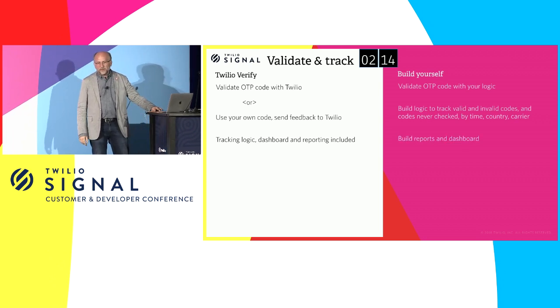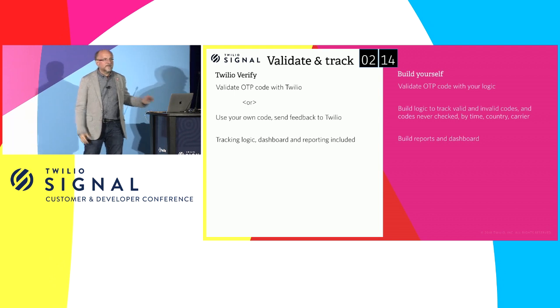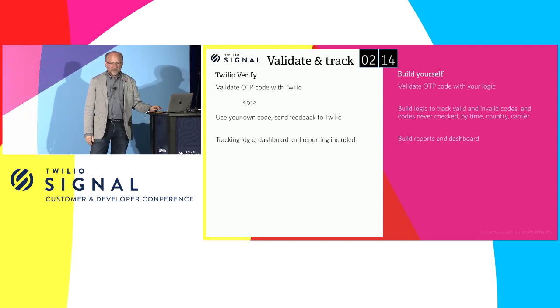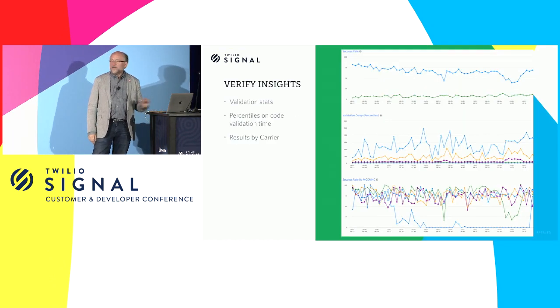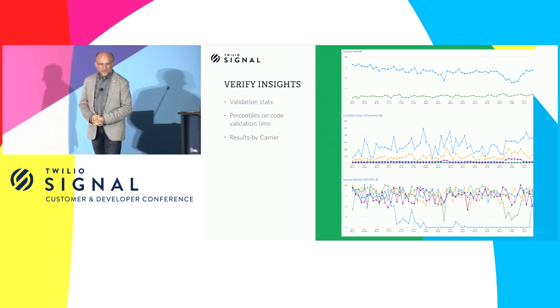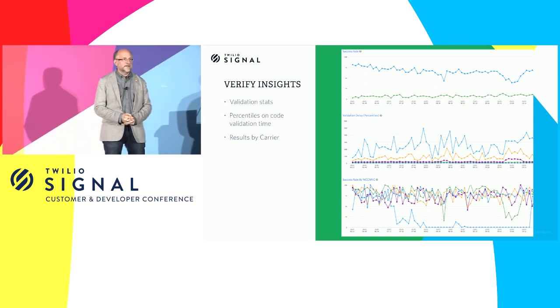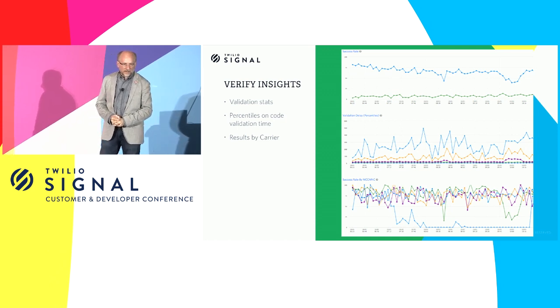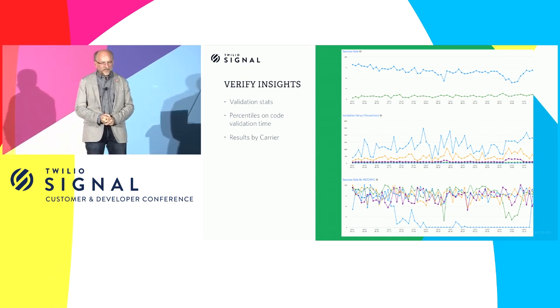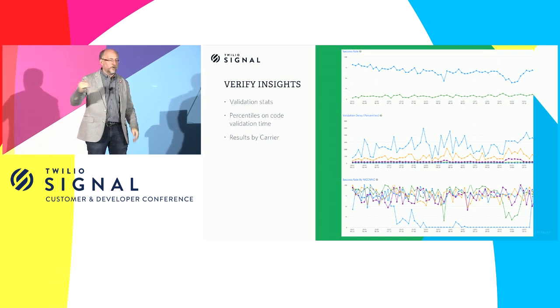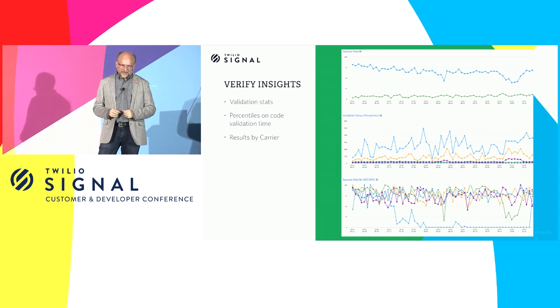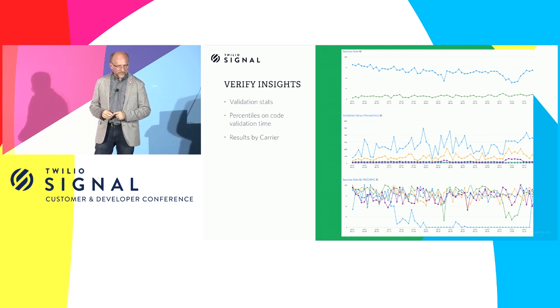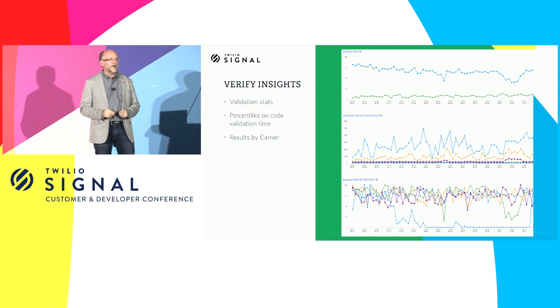Now you're going to need to build reports and a dashboard to go see all of those things and analyze what's going on. And this is what you get for free with Verify Insights. And so that top chart is showing our steady state validation stats globally for this is what you would see in your console for your traffic. We can see a few bumps in the road there. That top line is the number of codes validated. The bottom line is the number of codes that were incorrect.